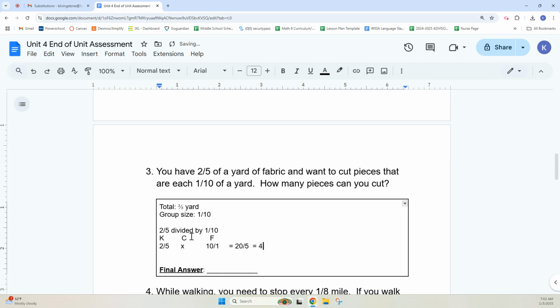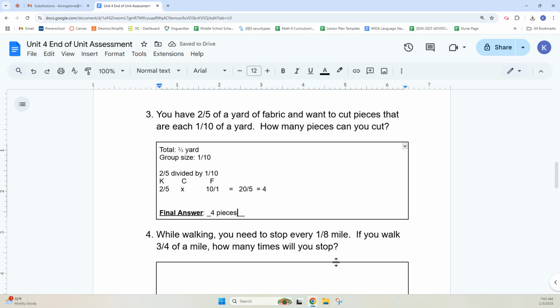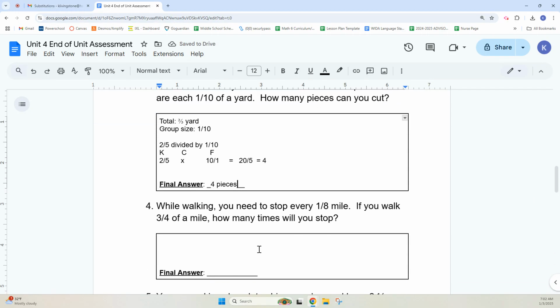20/5 would be 4 because 4 5s are equal to 20. Remember, a fraction bar essentially means division, so 20/5 is 20 divided by 5, which is 4. So how many pieces can you cut? We can cut 4 pieces. All right, let's keep going.